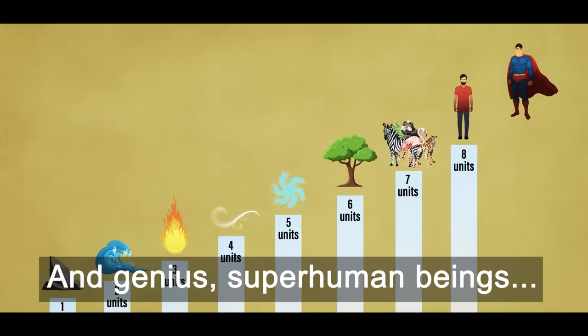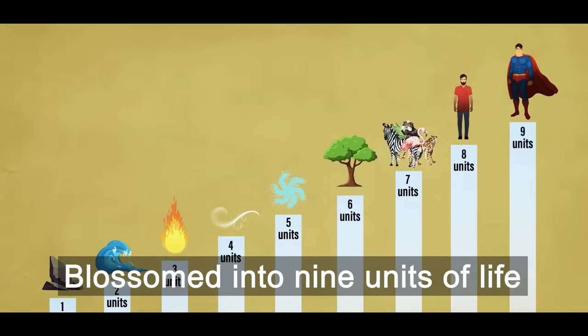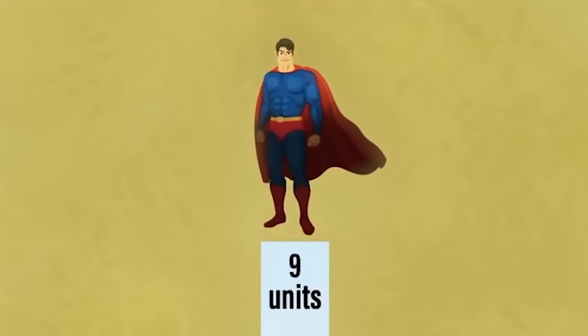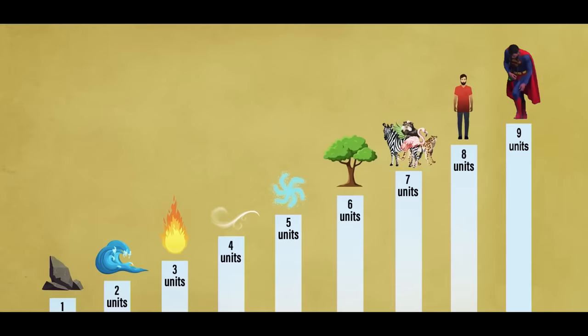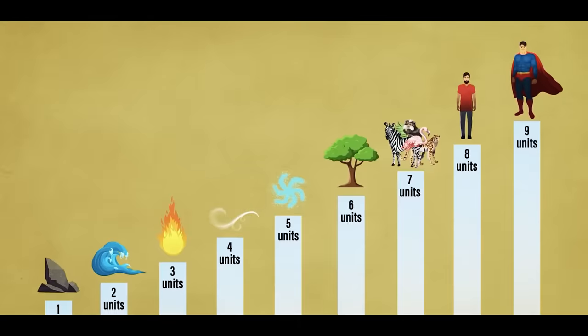Ingenious superhuman beings blossomed in 9 units. Wait, what? Superman? Sorry, I didn't realize Eastern mysticism dipped in and out of the DC universe. All right, we get it. Okay, Superman, he's great, he's buff, he's on number 9. I tell you what, put a little kryptonite on pillar 10, he'll be down below wind before you can say Lex Luthor.